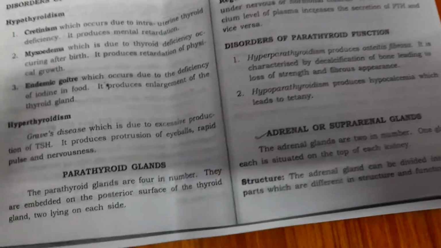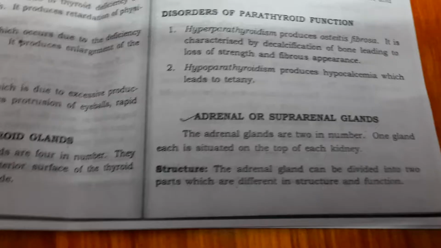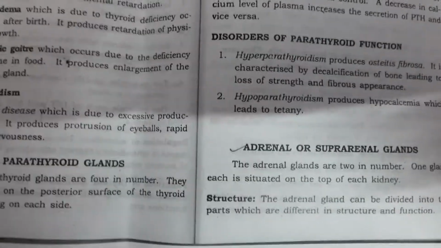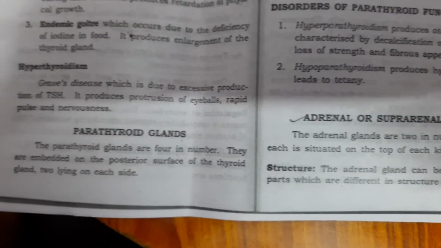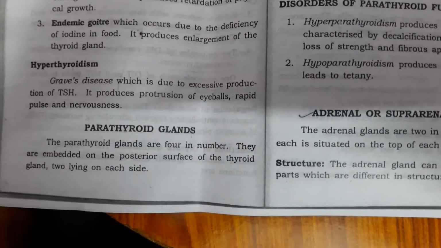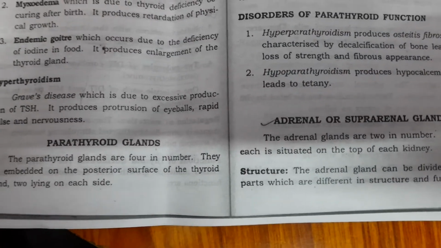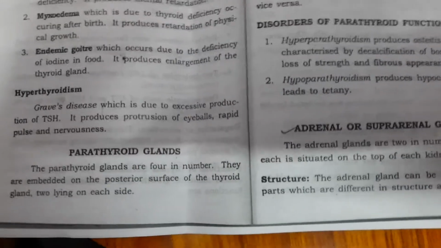It is very important. BSCs are important for GNM, just go through it. Here, the adrenal glands are two in number, one gland situated on the top of each kidney. The adrenal gland is situated on the superior part of the kidney, on the anterior side.